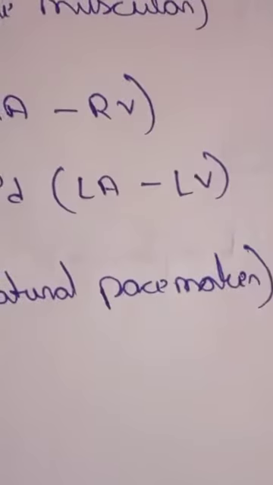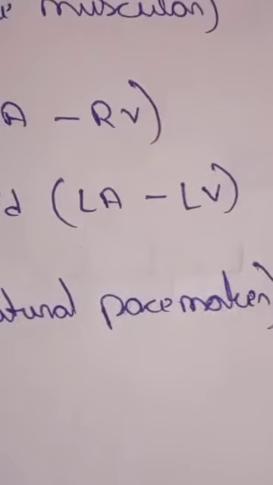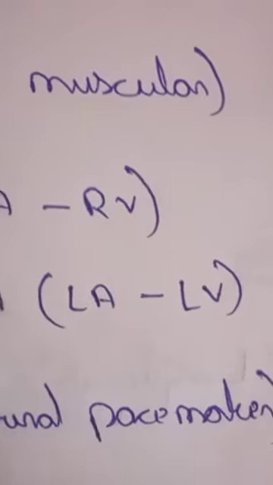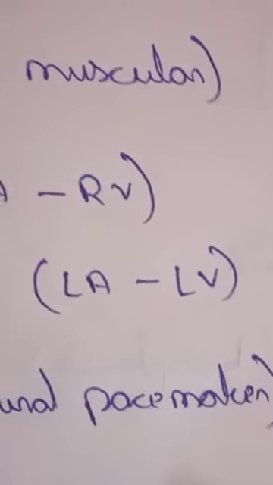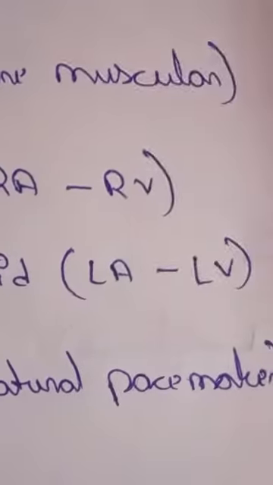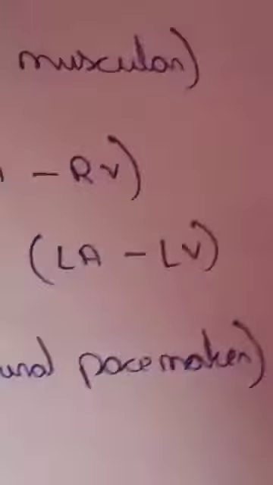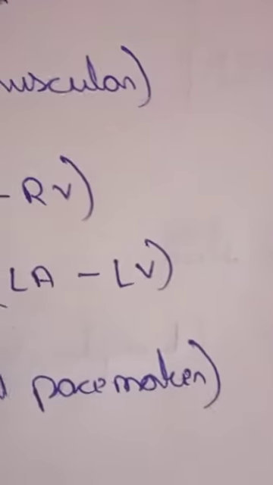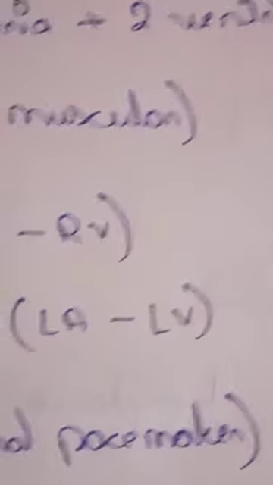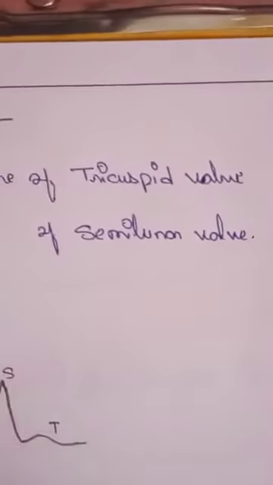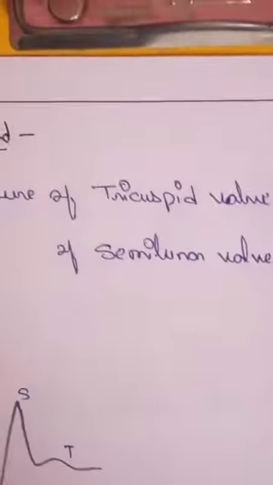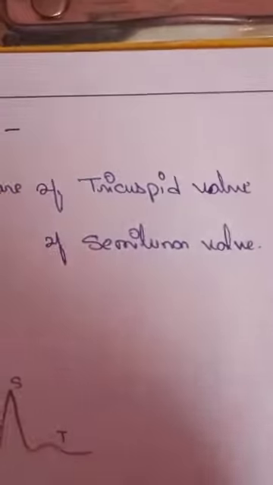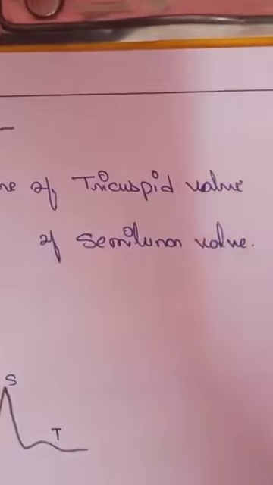We already know that there are four nodal tissues: SA node, AV node, bundle of His, and Purkinje fibers. Of these, the SA node is called the natural pacemaker. Then the heart sound: lub and dub. Lub is the closure of the tricuspid valve and dub is the closure of the semilunar valve.